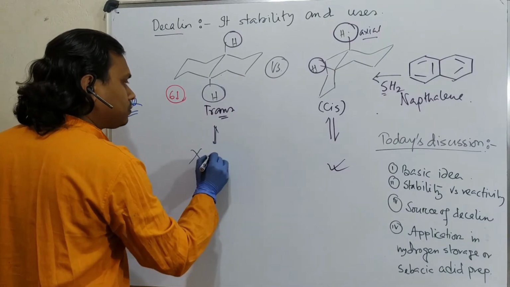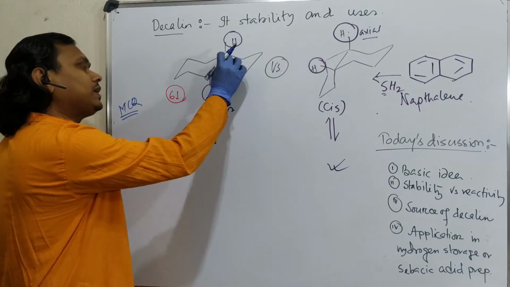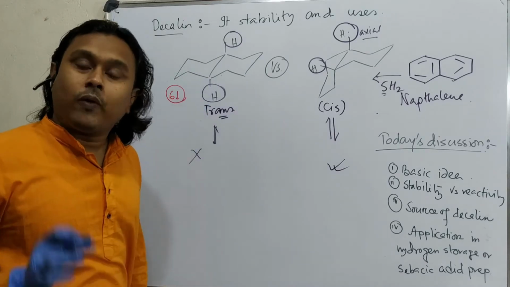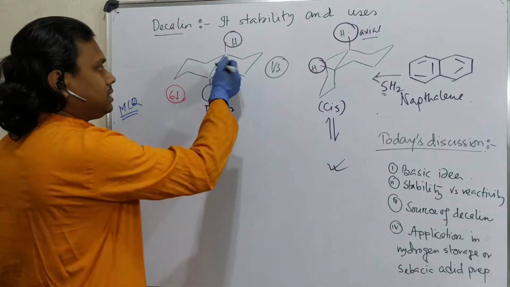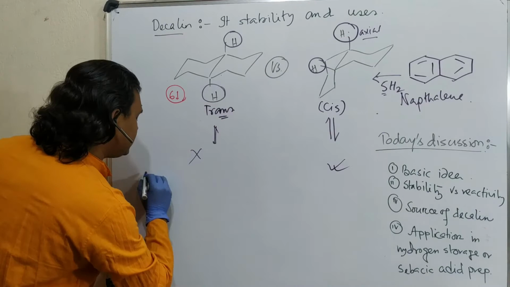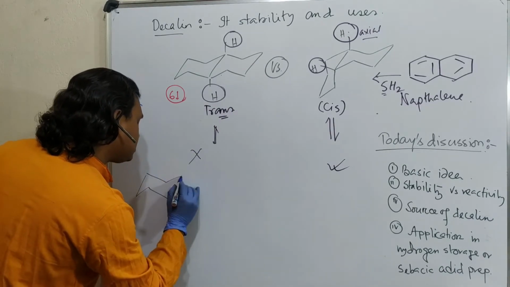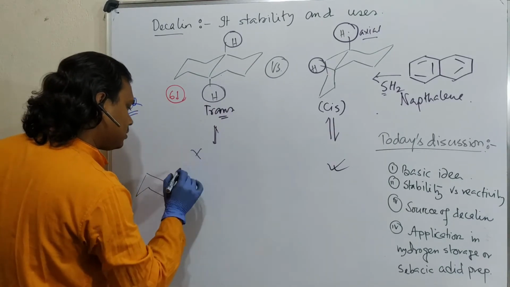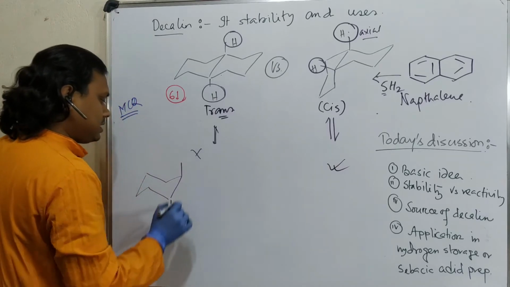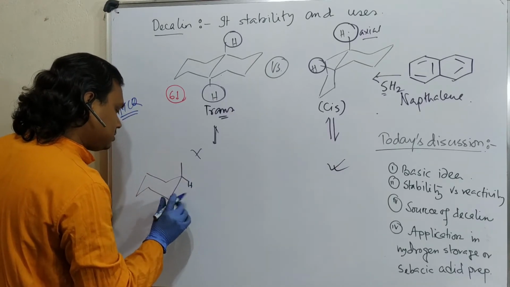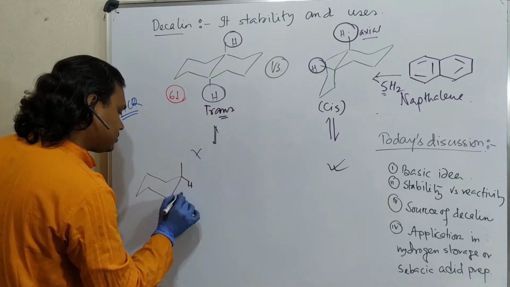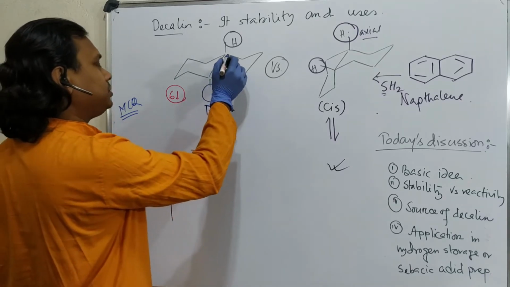Okay, not possible. Why? See, in this case you can consider this is actually locked. What do I mean by locked? See, theoretically, if you want to write this diaxial form, means this one hydrogen, this is one hydrogen. Then how many carbons have you consumed?